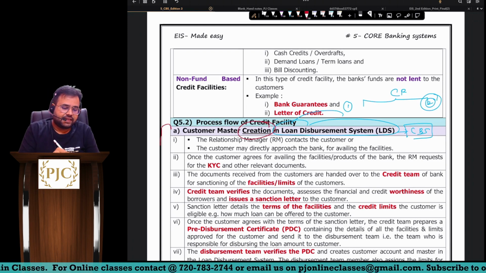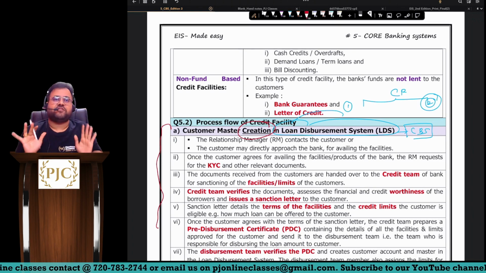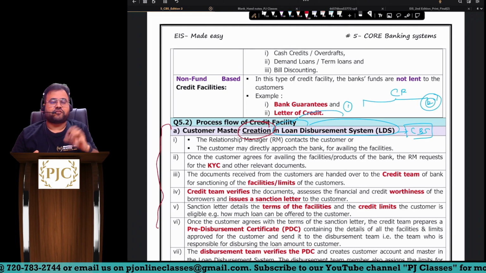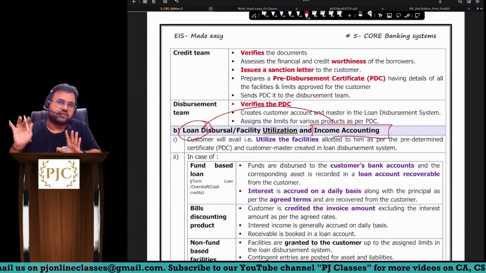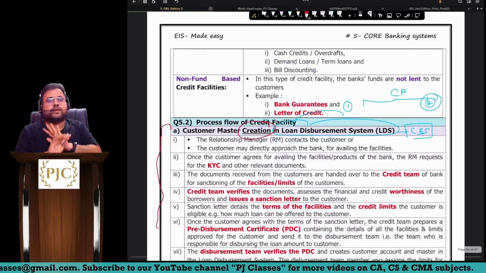So the first step is creation of the customer master. Remember, in this step, do you think any loan amount will be given? No, only the customer master will be created in our core banking system software. But do you think the loan will be given in step number 2? The answer is yes. So the actual outflow will always happen in the second step. Here no outflow happens.